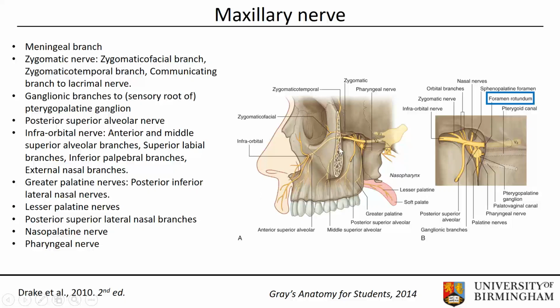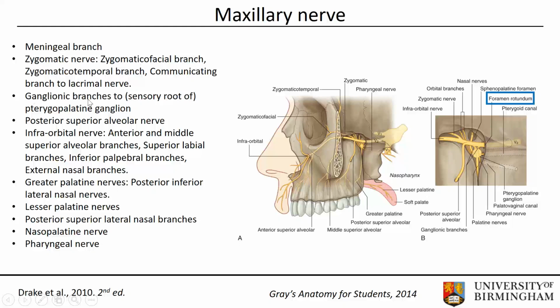So the branches, I know this slide is like with a lot of wording, so not very nice, but these are the branches of the maxillary nerve, just as a kind of summary. So the first one is the meningeal branch, then the zygomatic nerve, which gives the zygomatico-facial branch, the zygomatico-temporal branch, and the communicating branch to the lacrimal nerve.